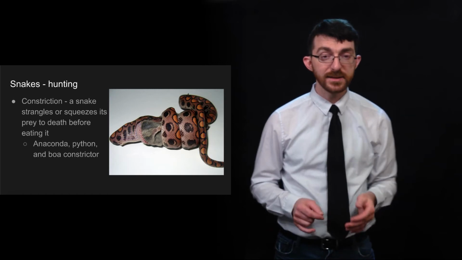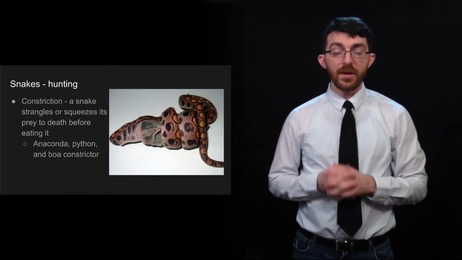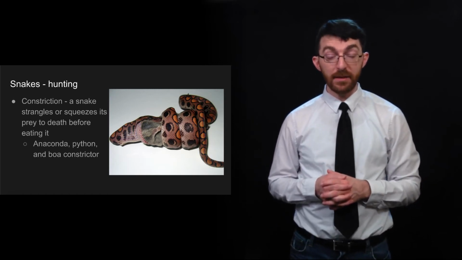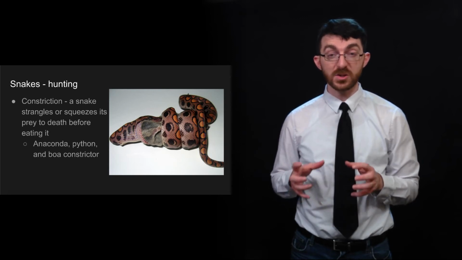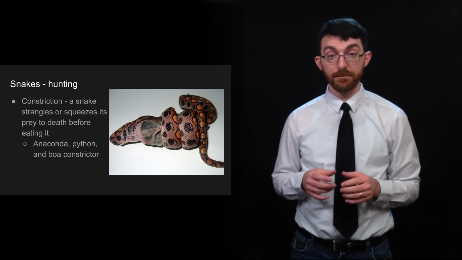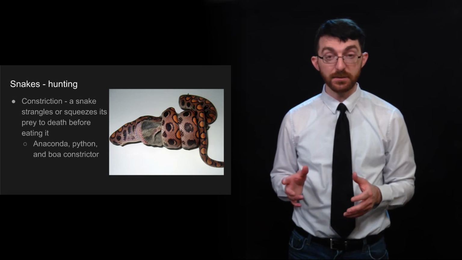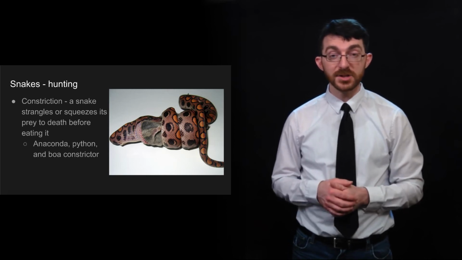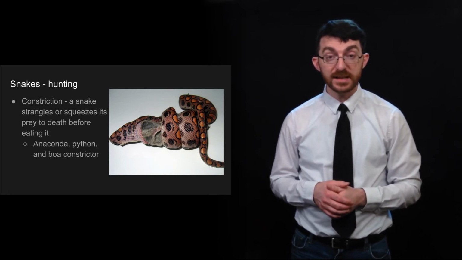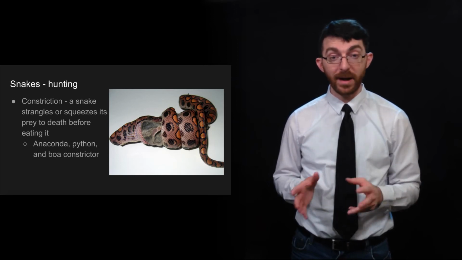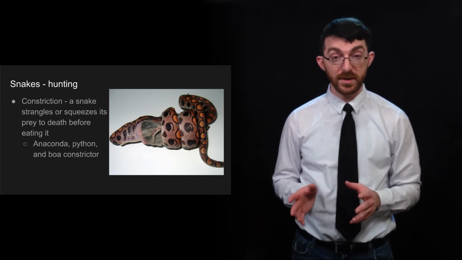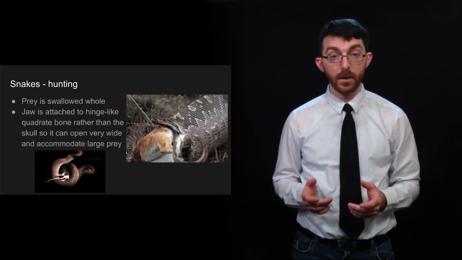Okay, so how do snakes hunt? Well, one way that they do it is by constriction, meaning that they wrap around something and squeeze it to death by asphyxiation, basically. They just deprive it of oxygen until it stops being alive. Snakes that do this would be ones like the anaconda, python, and boa constrictor. So these snakes are not poisonous.